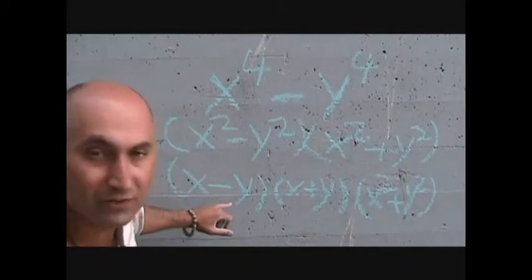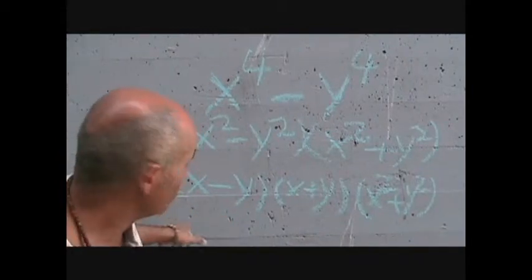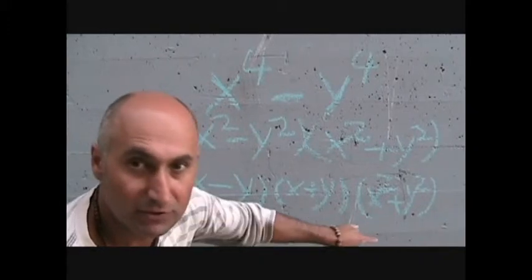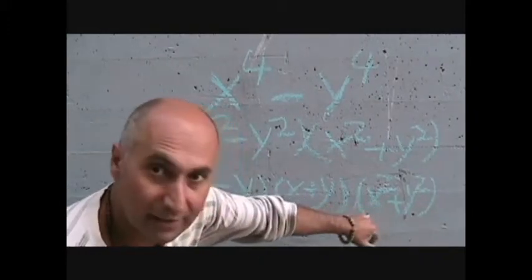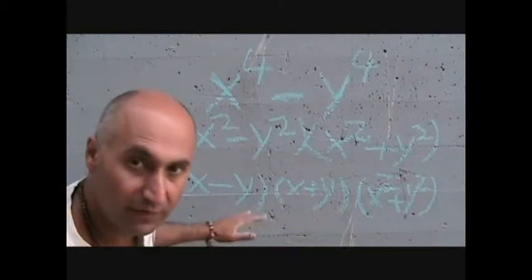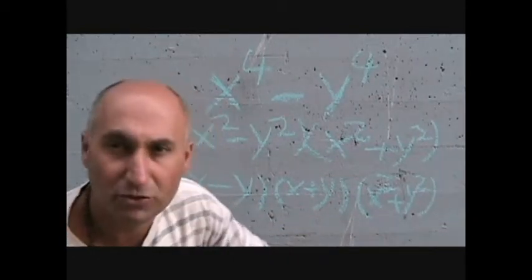You don't want to factor this any further because now you're going to have the square root of x minus the square root of y times the square root of x plus the square root of y times that. And then that one is going to have a minus and a plus again, so you can continue factoring, but you don't want to do that. It just makes it too complicated.